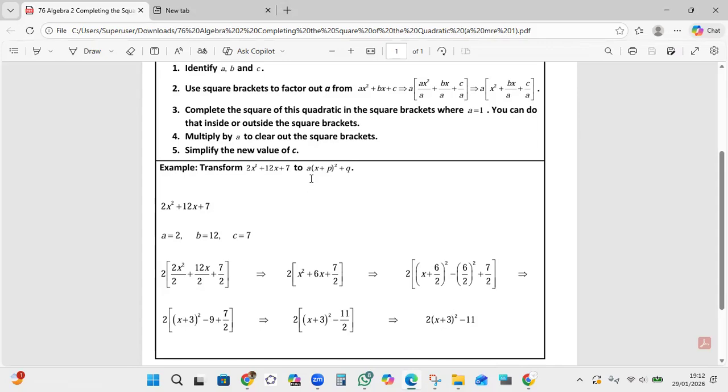Now, as you can see, it is looking exactly like this. A outside of x plus p all squared plus q. So the square has been completed.